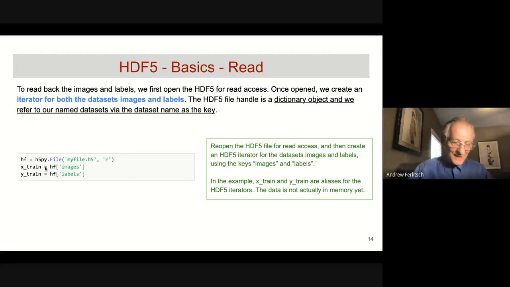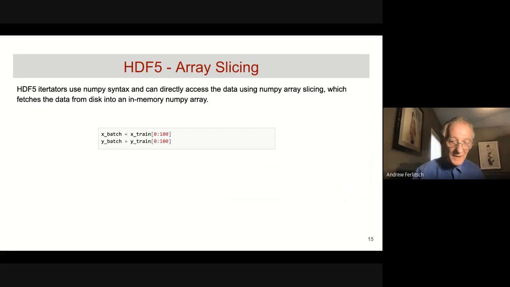Now, these are iterators. So when I do this, it kind of looks like an in-memory operation. At this point, none of these images or labels are actually in memory. They're still on disk. When I iterate through these, they will be pulled into memory as I use or access them. So let's look at an iteration here.